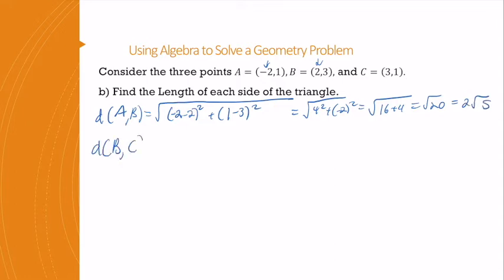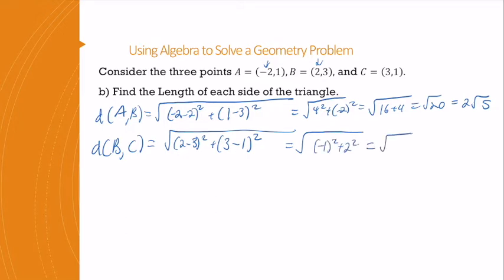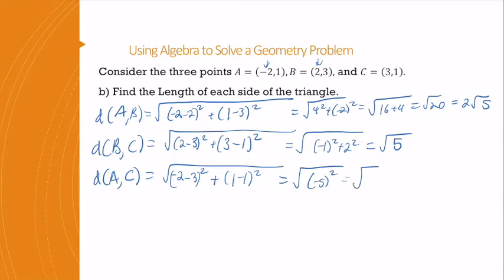Next, I can find the distance between B and C. That's the square root of (2 minus 3) squared plus (3 minus 1) squared. That equals the square root of negative 1 squared plus 2 squared, the square root of 5, which can't be simplified any further. Last but not least, I need to find the distance between A and C. I can write that AC or CA, and they'd be the same. The distance is the square root of (-2 minus 3) squared plus (1 minus 1) squared. That leaves me with the square root of negative 5 squared, which is the square root of 25, which is just 5. Awesome. So here are the lengths of the three sides of my triangle.